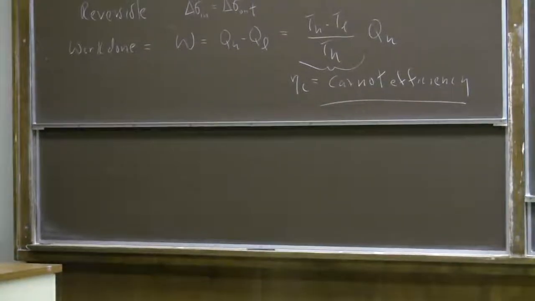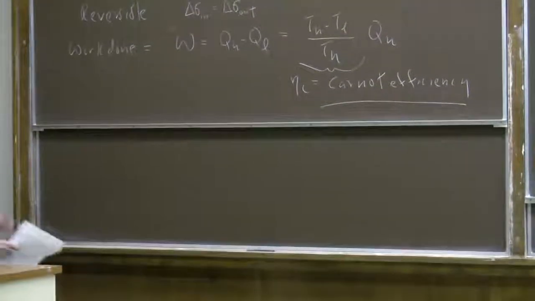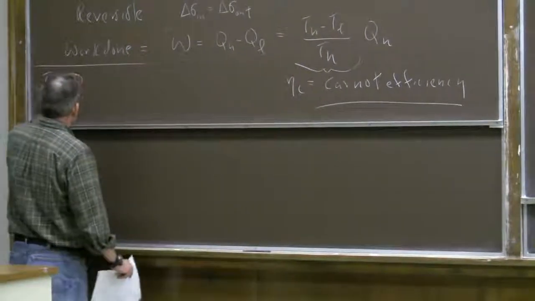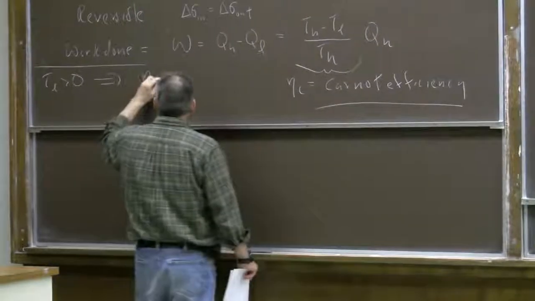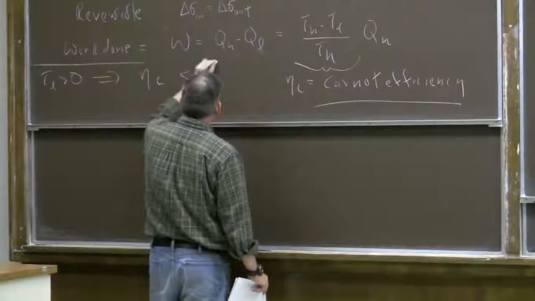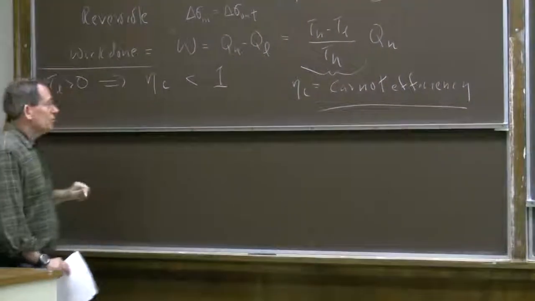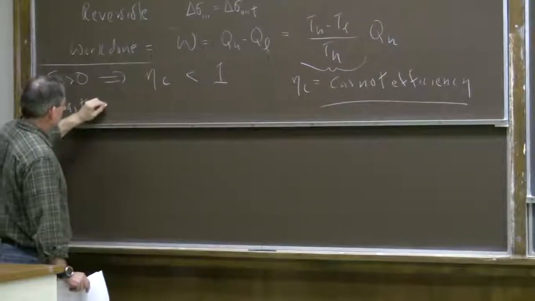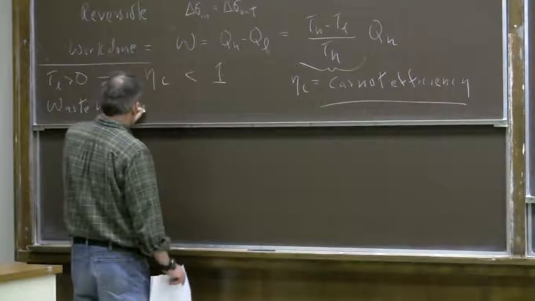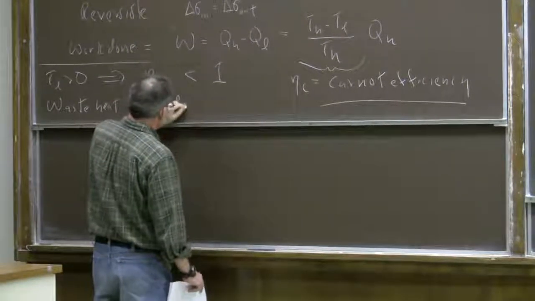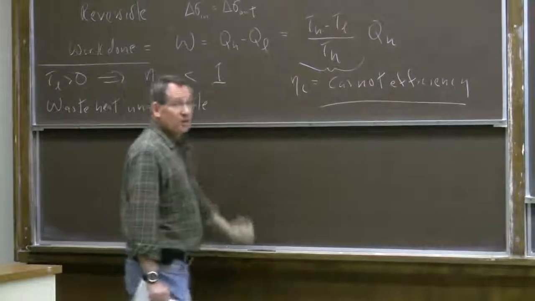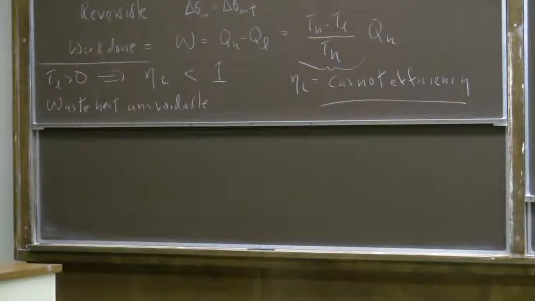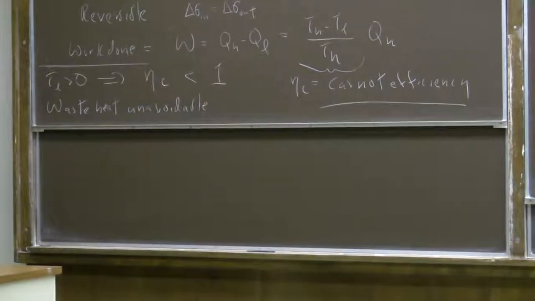And we see that if the low temperature reservoir is not 0, then that ideal efficiency is strictly less than 1. There's always some waste heat. Some heat that has to be expelled to the low temperature reservoir, so the work done is strictly less than the amount of heat taken in at high temperature.